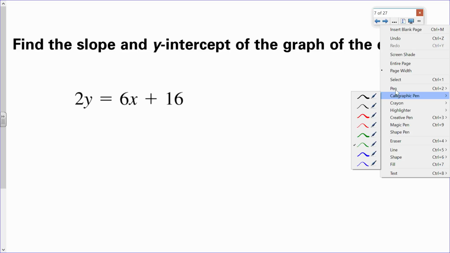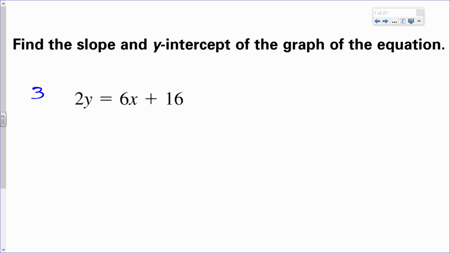Example 3. Same directions. Just write this equation for example 3. You don't have to write the directions. Let's find the slope and y-intercept. What is my slope and what is my y-intercept? That's the question right now.